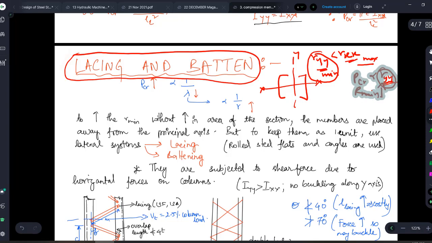So now let us try to understand. How can I increase r? So I can just move these C sections apart, right? What I can do?